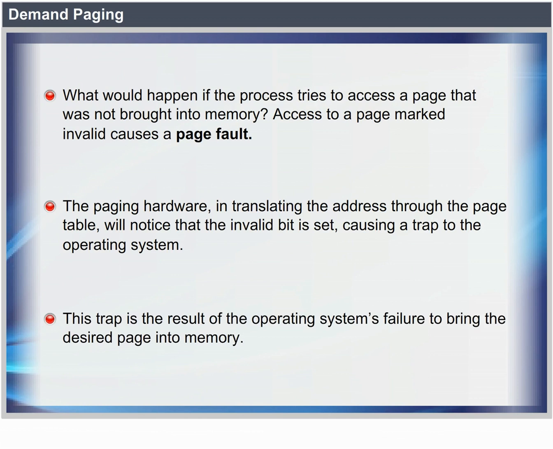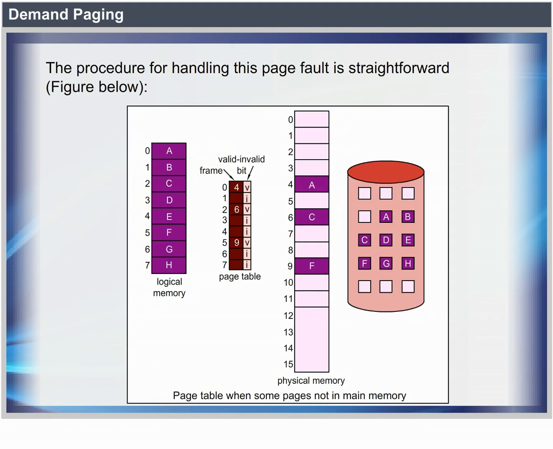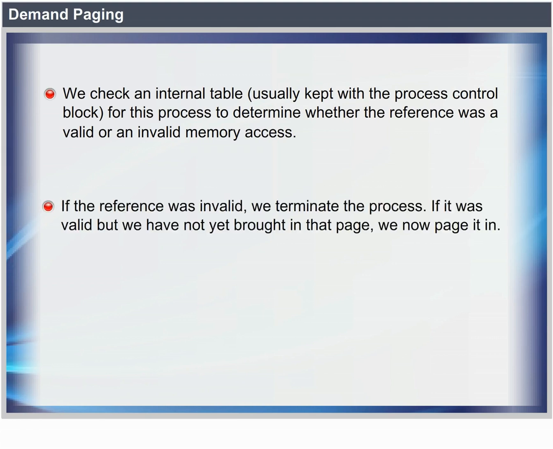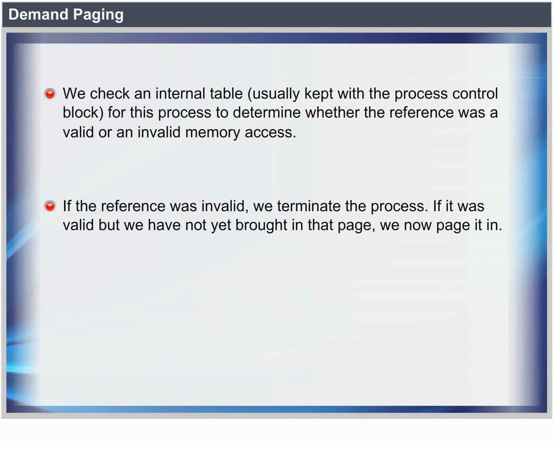The procedure for handling this page fault is straightforward, as shown in the figure below. We check an internal table, usually kept with the process control block for this process, to determine whether the reference was a valid or invalid memory access. If the reference was invalid, we terminate the process. If it was valid but we have not yet brought in that page, we now page it in.